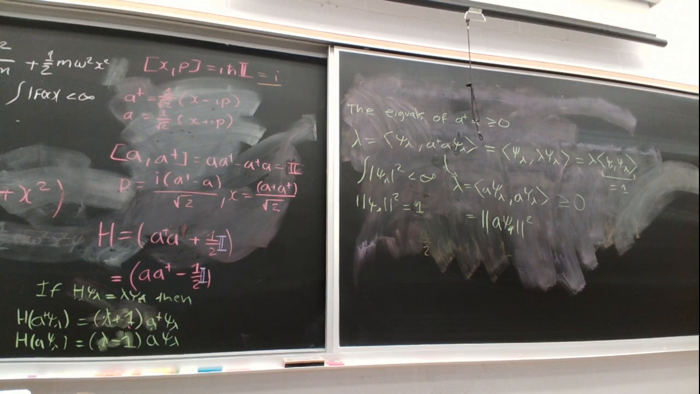Or sorry, if I applied A to, suppose lambda was not 0, suppose lambda was 1, I think, right? 1 or 0. No, I want lambda to be 0. So yeah, let's just prove this. Suppose lambda is 0, so we have psi 0.